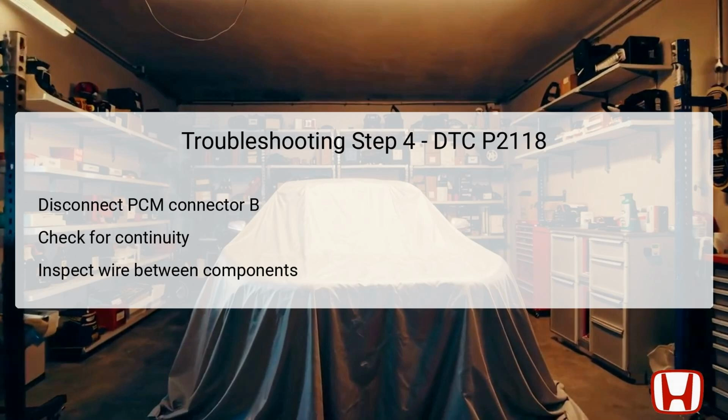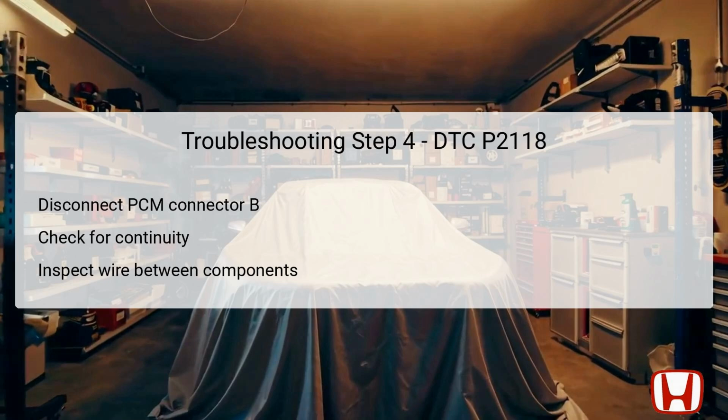Following this, the technician is required to check for continuity between PCM connector terminal B33 and the throttle body 6P connector terminal number 3. A continuity test will confirm whether there is an uninterrupted electrical path between these two components. If continuity is present, it indicates that the wiring between the throttle actuator and the PCM is functioning correctly, suggesting that the issue lies elsewhere.